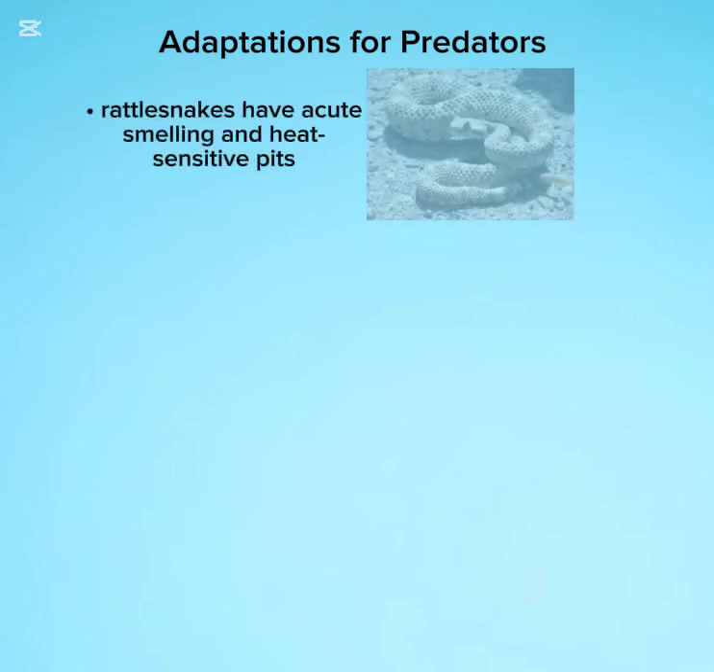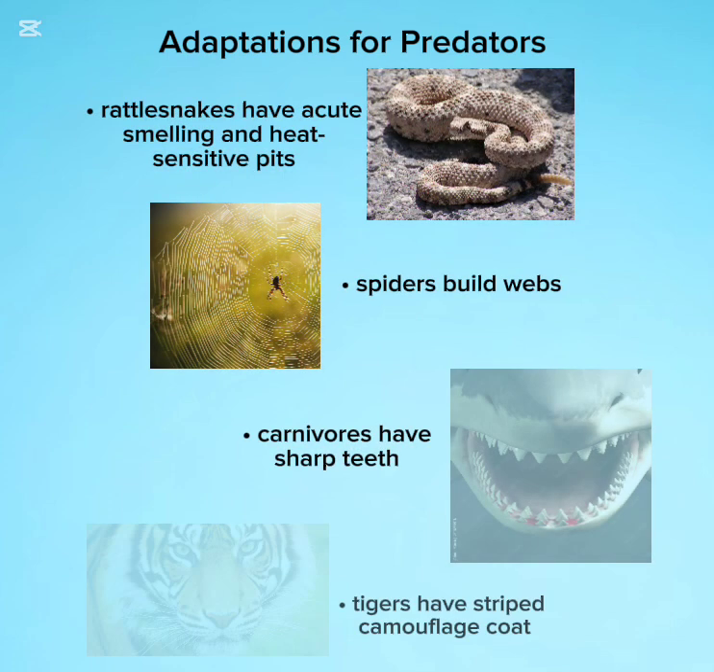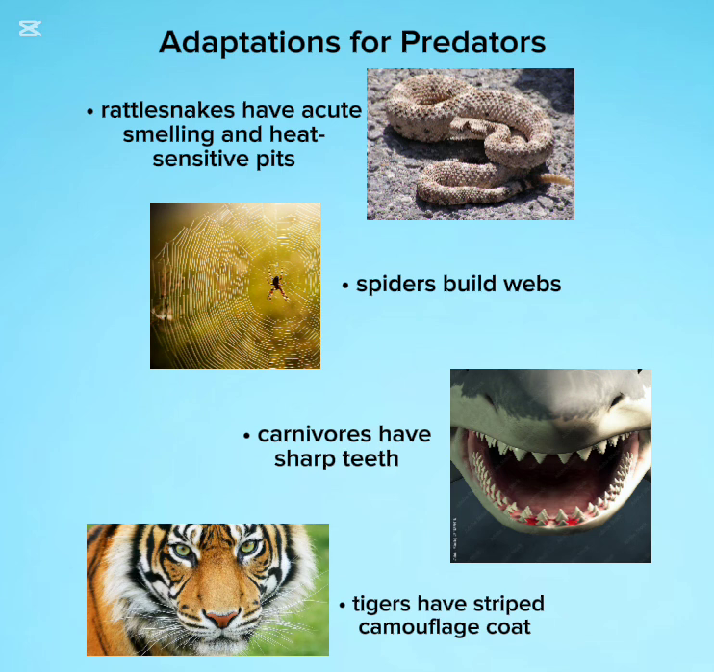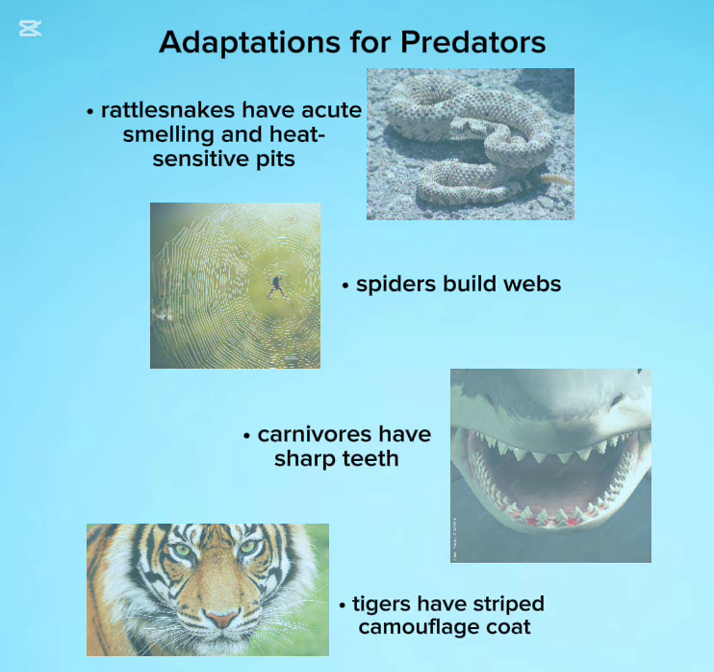Adaptation for predators. Predators have evolved various adaptations to enhance their hunting abilities, including physical traits like sharp teeth, claws, speed, and camouflage; sensory enhancements like keen eyesight, smell, and hearing; behavioral tactics like ambushes and pack hunting; and chemical adaptations such as venom. These traits help predators capture prey more efficiently and increase their chances of survival.